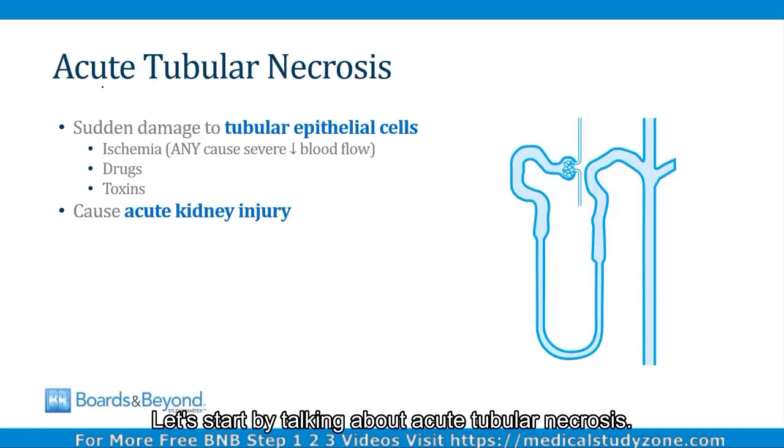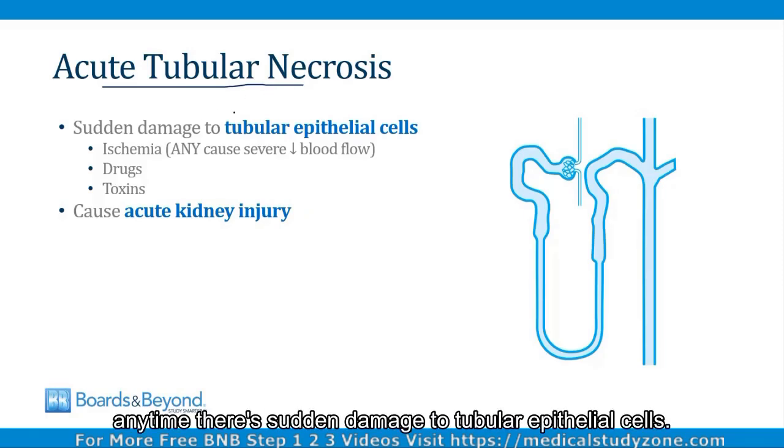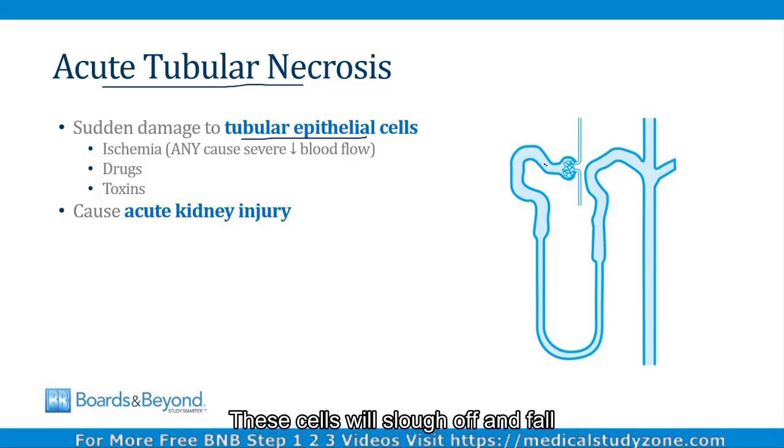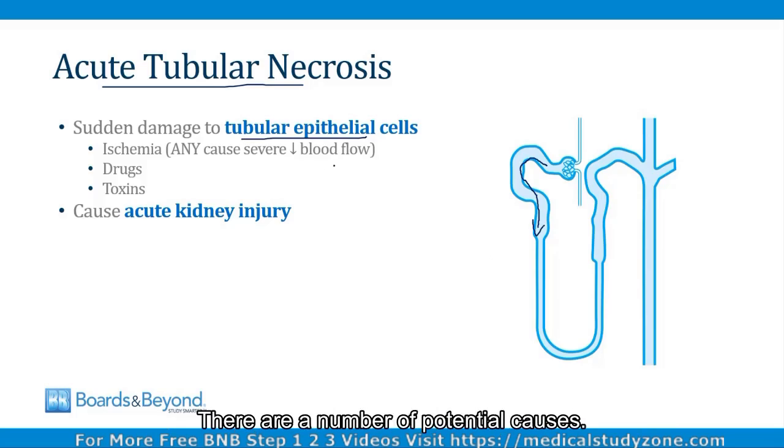Let's start by talking about acute tubular necrosis. Acute tubular necrosis occurs anytime there's sudden damage to tubular epithelial cells. These cells will slough off and fall into the lumen of the nephron, causing renal disease. There are a number of potential causes.